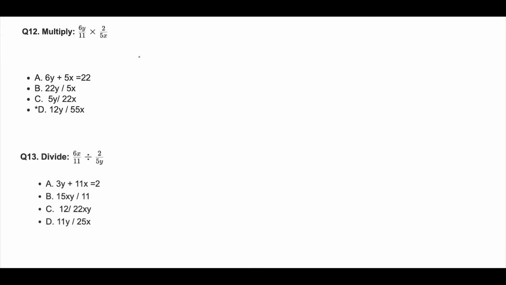So for question 12, there was a mistake on the practice test from the website and the PDF. Just know choice D should say 12y over 55x. The answer choice they originally have for D makes it so that there's no answer to question 12.